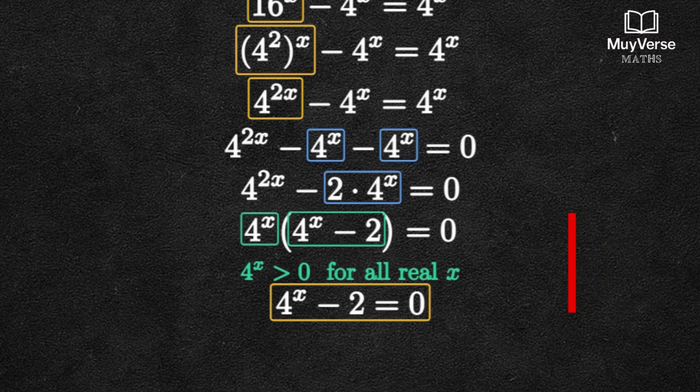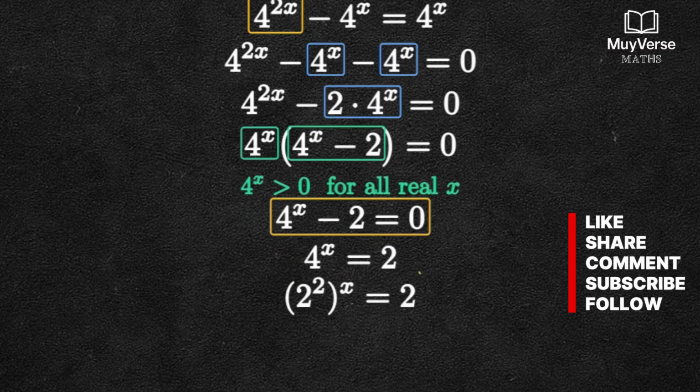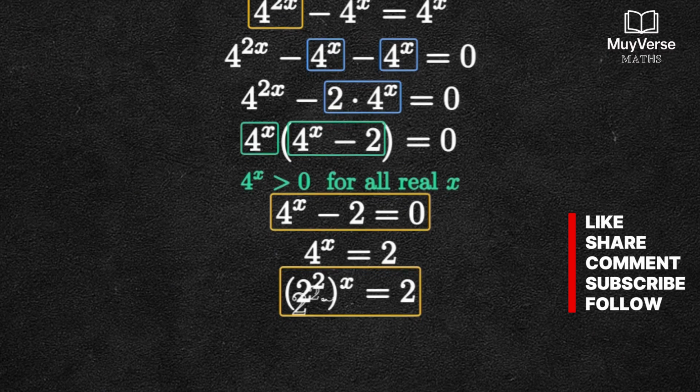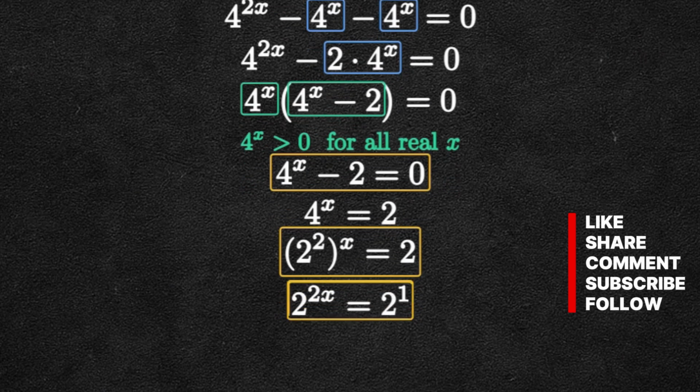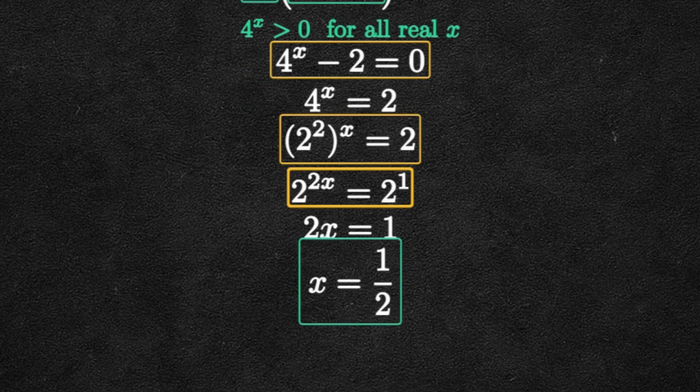Set 4 to the x equal to 2. Write both sides as powers of 2. 4 is 2 squared. Apply the power rule to get 2 to the 2x equals 2 to the first. Match exponents. 2x equals 1. Solve for x. Therefore, x equals 1/2.